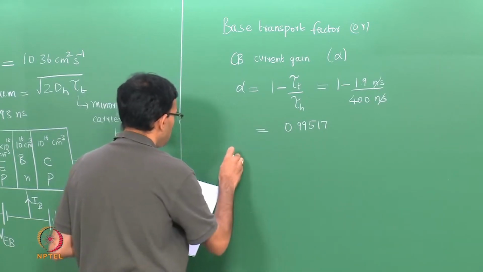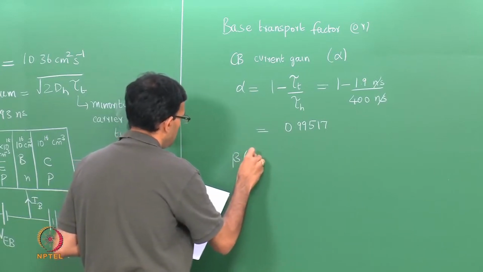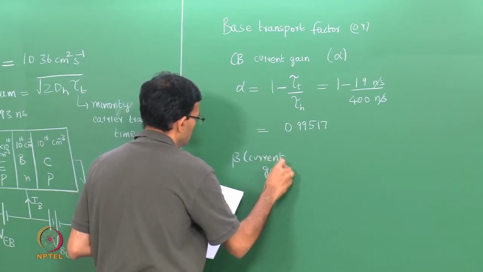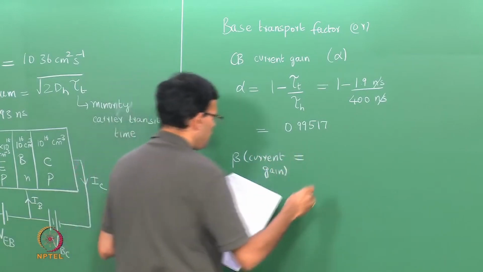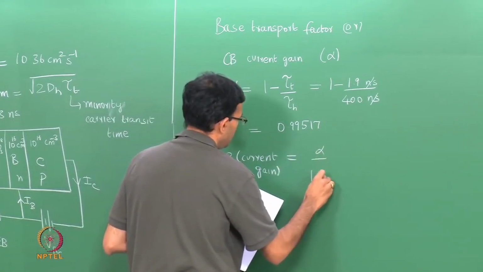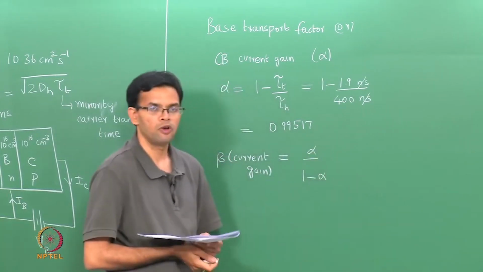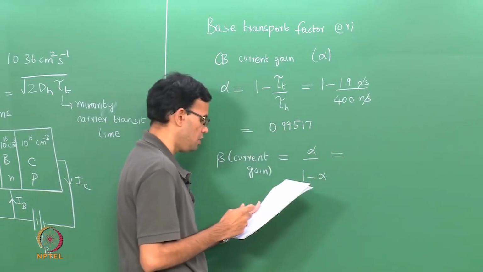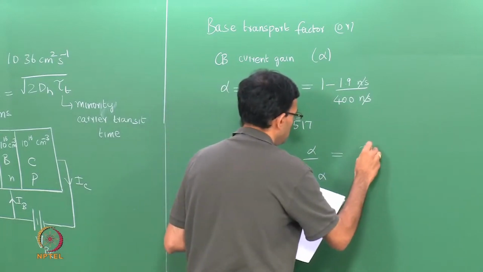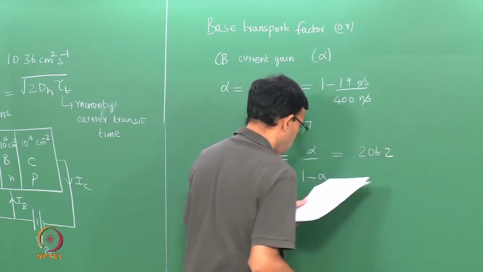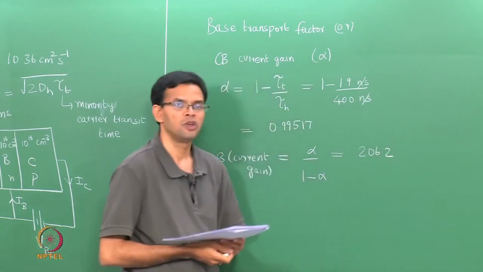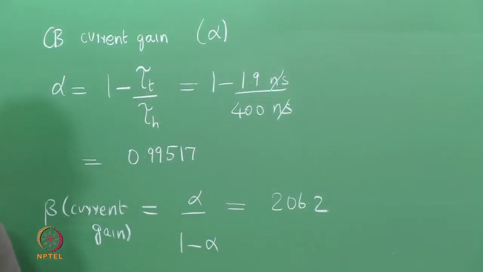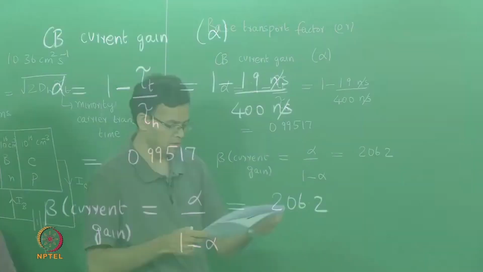So, alpha is 0.99517. We also want to calculate the current gain, that is beta, and this is again given by a formula. Beta is defined as alpha over 1 minus alpha. So, we can substitute in the values, so that beta comes out to be 206.2. So, again the higher the value of alpha, we will essentially find that the current gain is also higher.